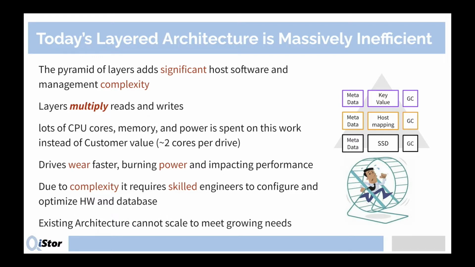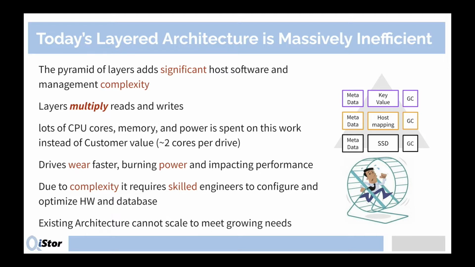So today's layered architecture is highly inefficient. So we're all familiar with these layers where we have a mapping system in the SSD and multiple 1, 2, or 3 additional mapping layers in the device, be that host file systems, databases, whatever. There's a lot of additional mapping systems. Now, these layers add a significant amount of host software and management complexity. And the important point here is these layers aren't additive, they multiply.